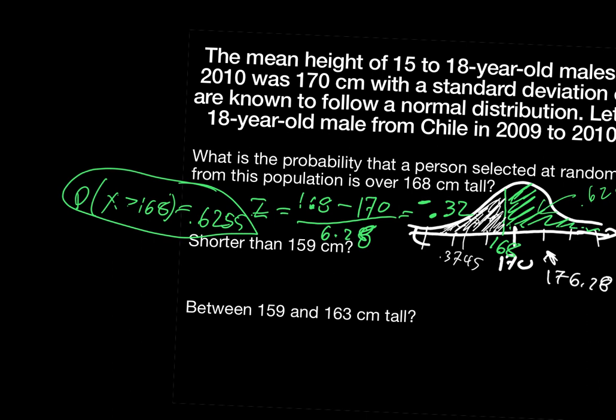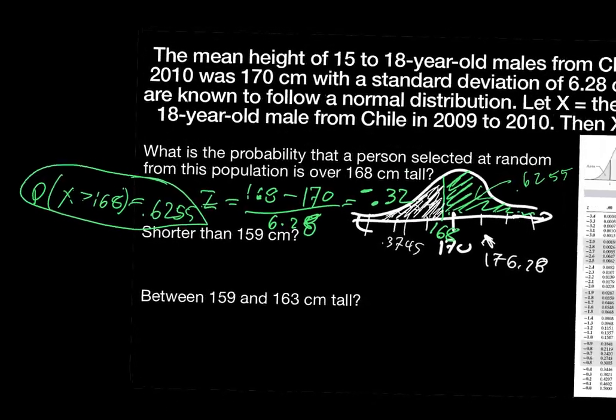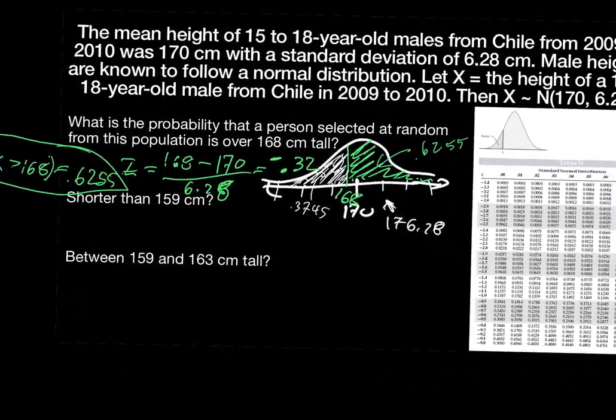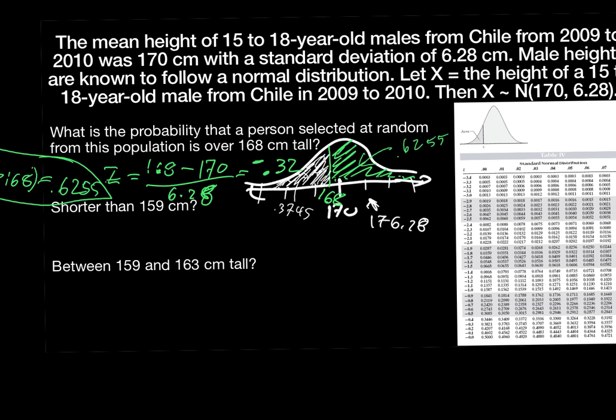There's a 62.55% chance that a person selected at random from this population will have a height over 168 centimeters. Do we actually have to say all that? Yeah. You should get in the habit of saying all of that. Words are very important.